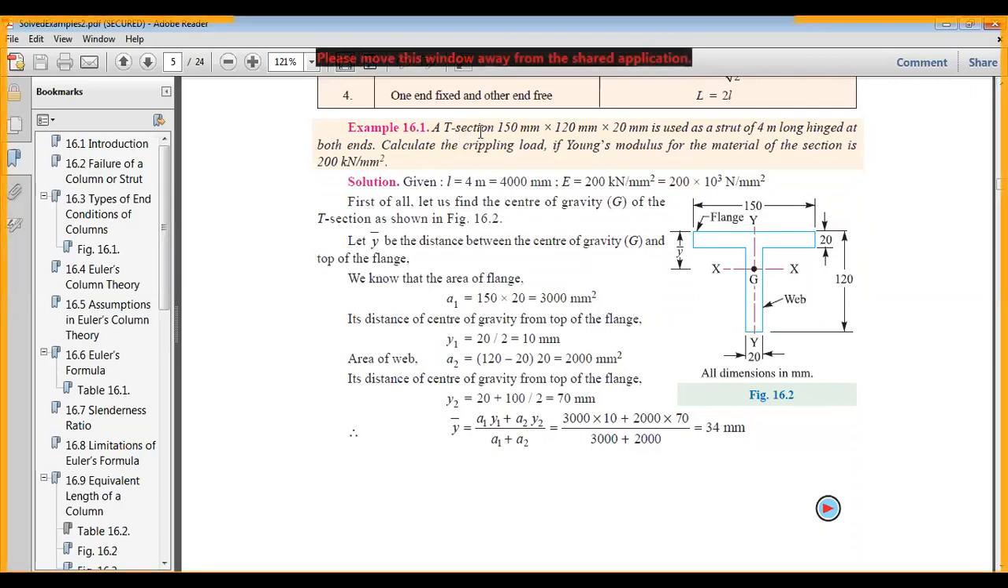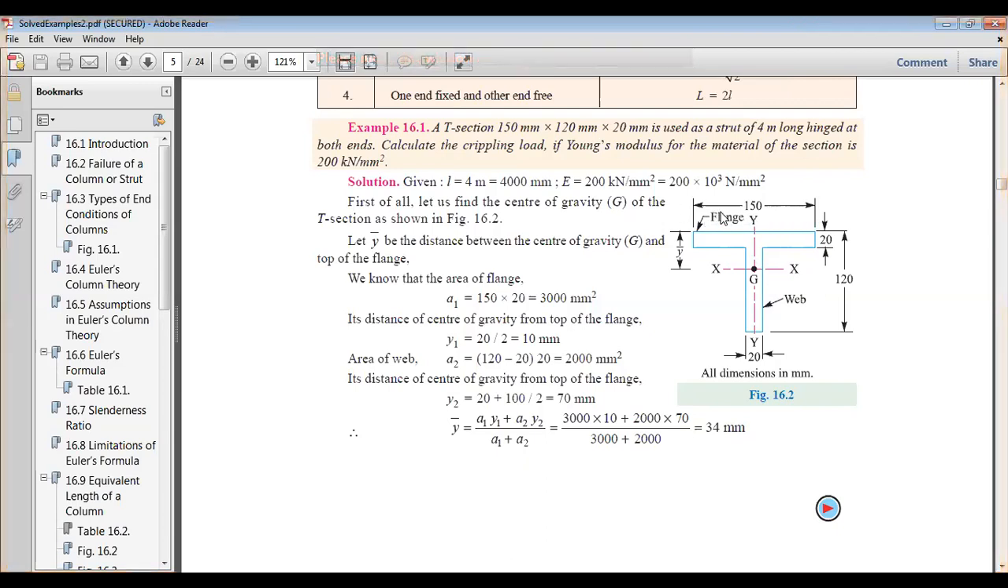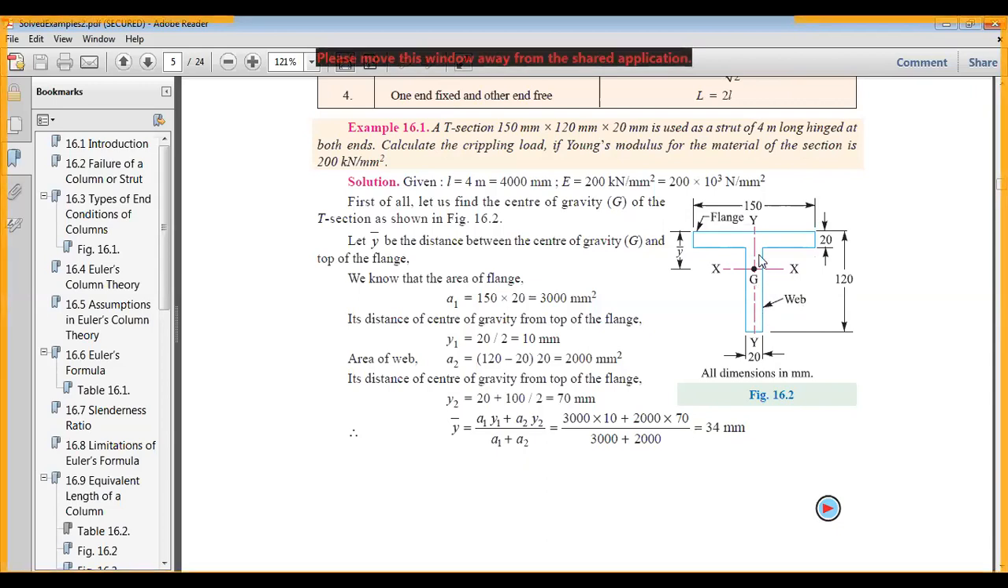So a T section 150 mm by 120 mm by 20 mm is given. The T section is like this. This is a column made up of a T section, a T angle, of which the flange length is given as 150 mm, and from the flange to the bottom the length is given as 120 mm, and 20 mm is the thickness. So this is 20, 150, 20. This is called the web and this is called the flange. The top of the T, or head of the T, is known as the flange, whereas the bottom leg is known as the web.